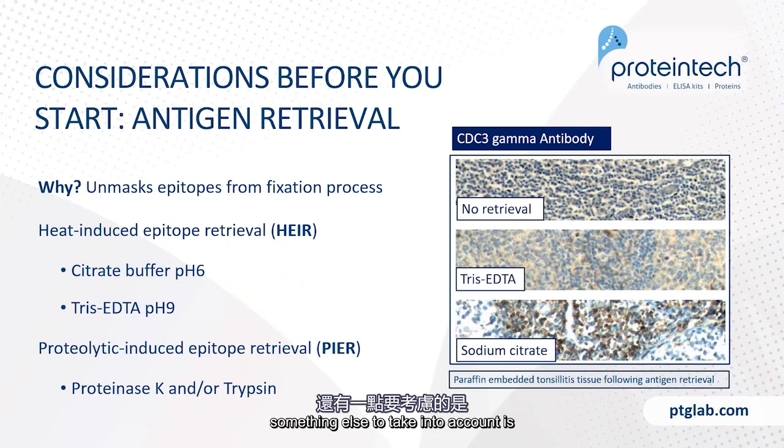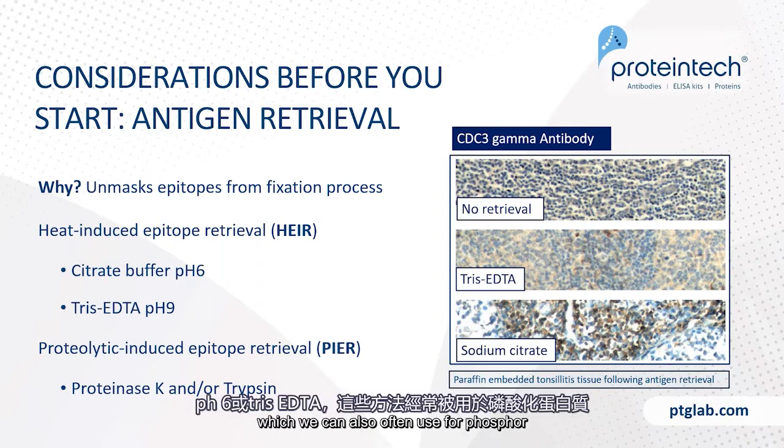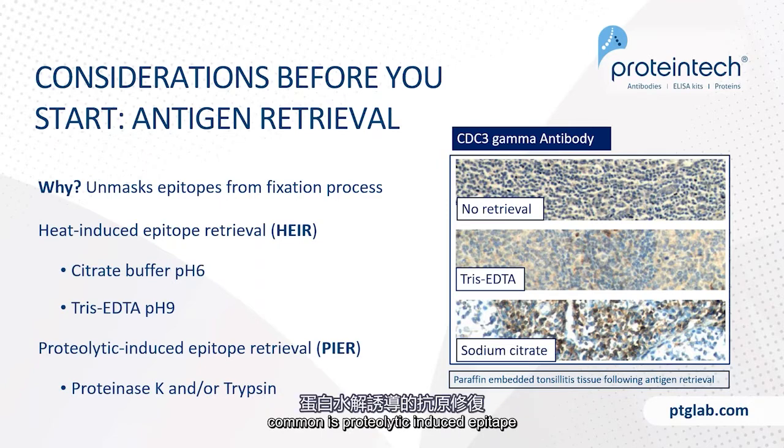Something else to take into account is if we need to do any antigen retrieval. Antigen retrieval is typically carried out before staining, as this is required in most formalin-fixed tissues, as this can potentially unmask any epitopes from our fixation process. So the options we have here are heat epitope retrieval. To do this, we will heat our slides up either using citrate buffer, which is pH 6, or Tris EDTA, which we can also often use for phospho proteins. Another option, which is less common, is proteolytic induced epitope retrieval. To do this, we will use Proteinase K or trypsin.